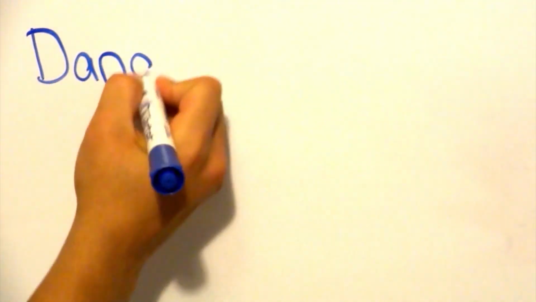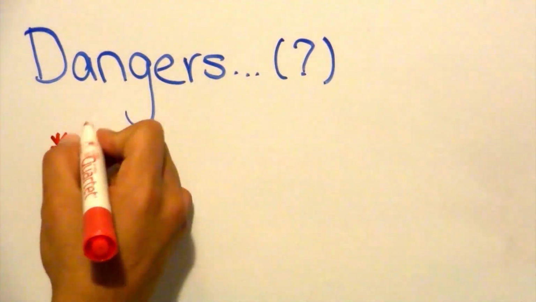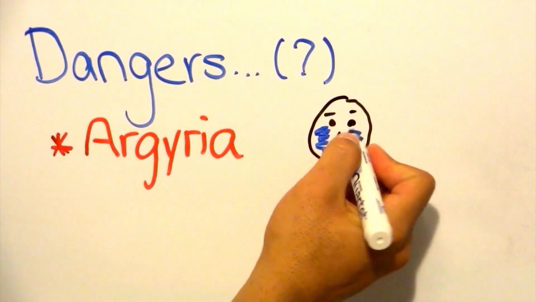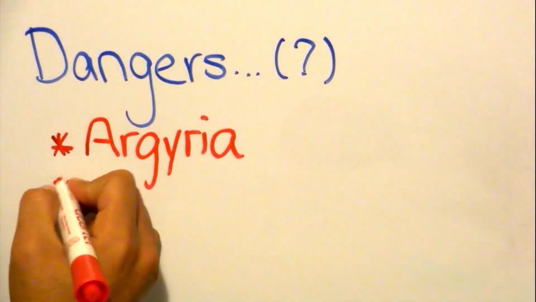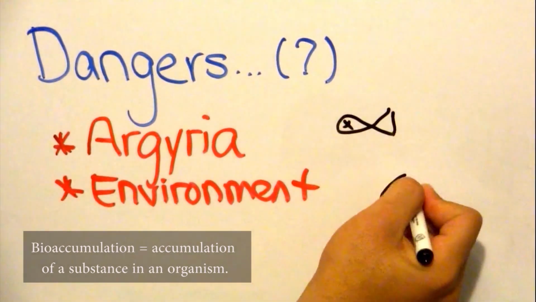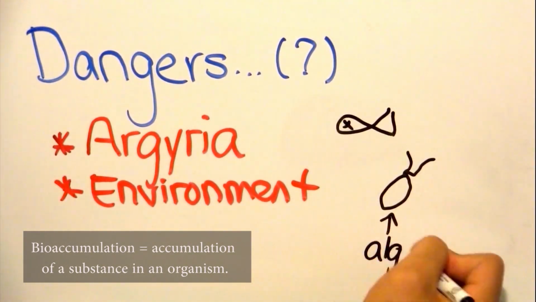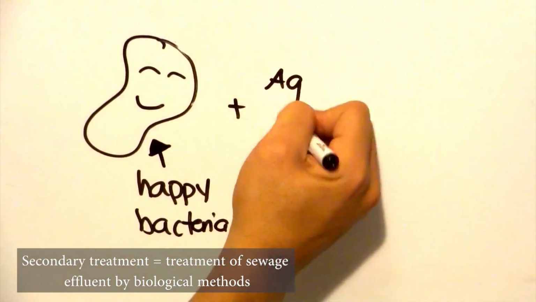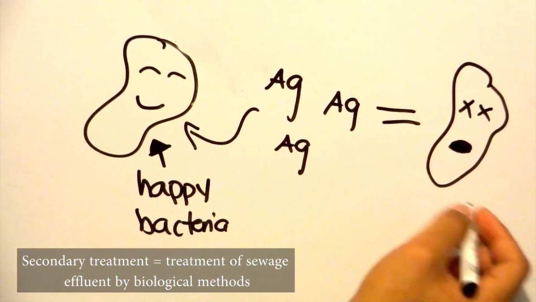What are the dangers of silver nanoparticles? For human health, it can cause argyria, which is a discoloration of the skin. It turns blue. For the environment, it can affect fish and algae, and it can be bioaccumulated in these species. For wastewater treatment plants, it affects the bacteria that are important for the secondary treatment.